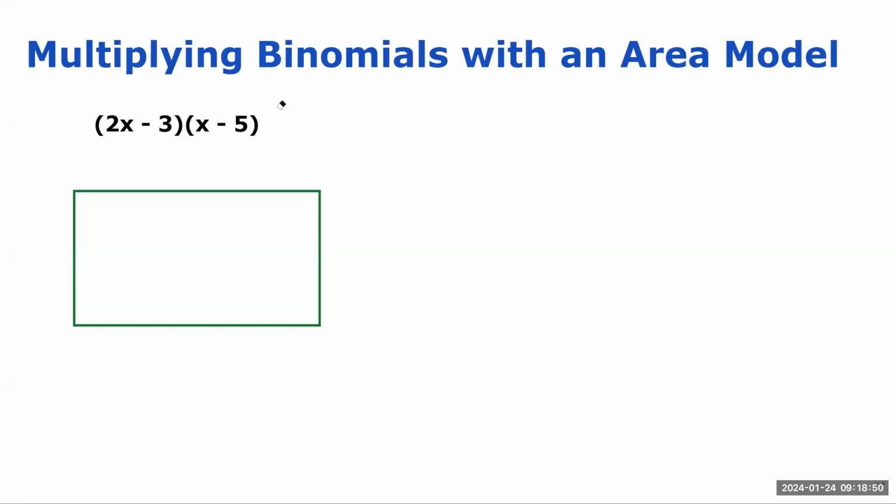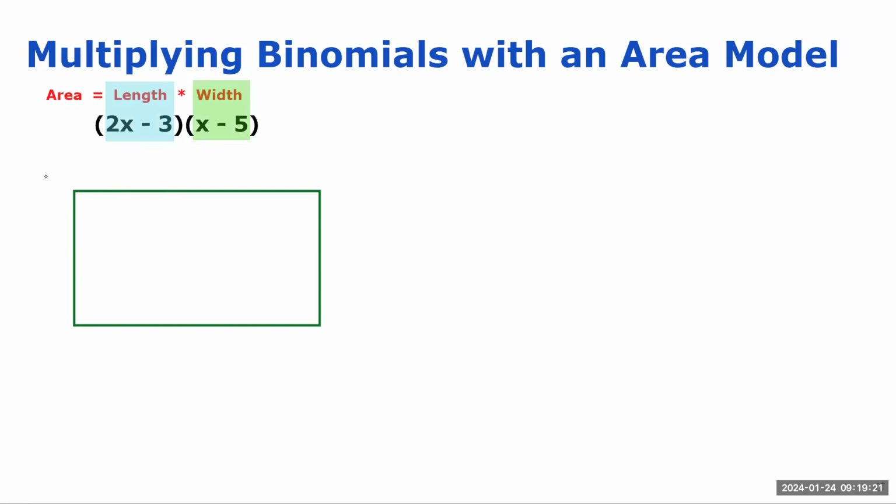So in geometry, one time that we are going to multiply two terms against each other is when we're multiplying the length and the width to find the area of a rectangle. So the two binomials that we're looking at is (2x - 3) multiplied by (x - 5). Now, keeping this all color-coded, we're going to set the length equal to 2x - 3, and we're going to set the width equal to x - 5.